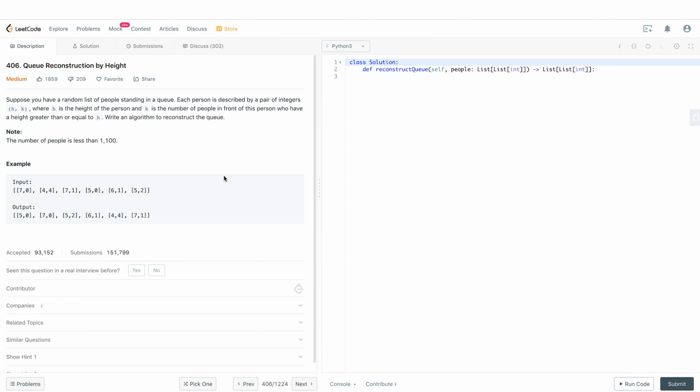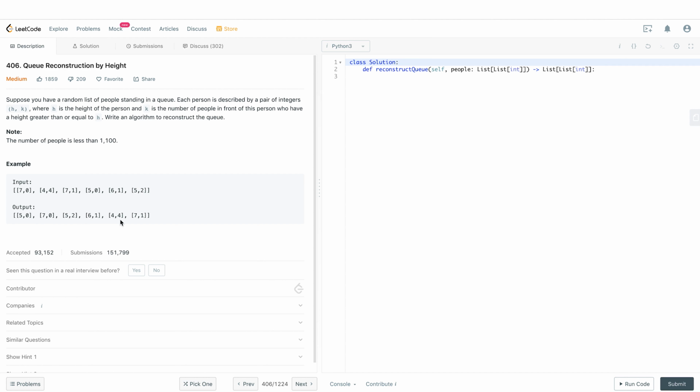K means how many people in front of you that you can see, and h is your height. So for example, in this input, it's 7, 4, 7, 1, and so on. Here you can see 5 has 0 because this person's right in the front. And then 7 is also 0 because that 7 person does not see 5, just too tall. And then 5 sees 2 because 7 and 5 are their height or taller. And then 6 sees only 1 because 6 is taller than 5. So 6 only sees the 7 guy, and then 4 sees all 4 of them, and then 7 is 1, right?